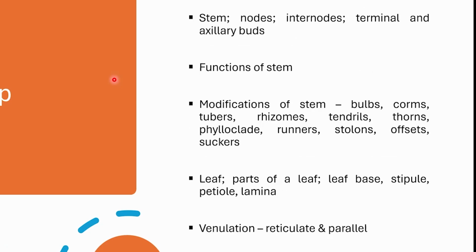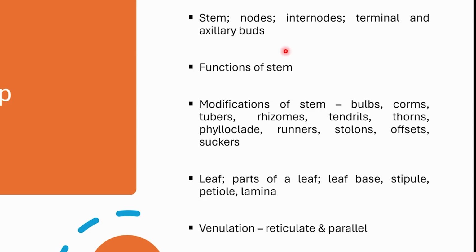Next we moved on to the shoot system. The shoot system was the part of the plant that was above the soil, and it was arising from the plumule. In the shoot system, the first part that we studied was the stem. We studied these terminologies with respect to the stem: the nodes, where leaves are arising, the internode, which denotes the distance between two nodes, and terminal and axillary buds.